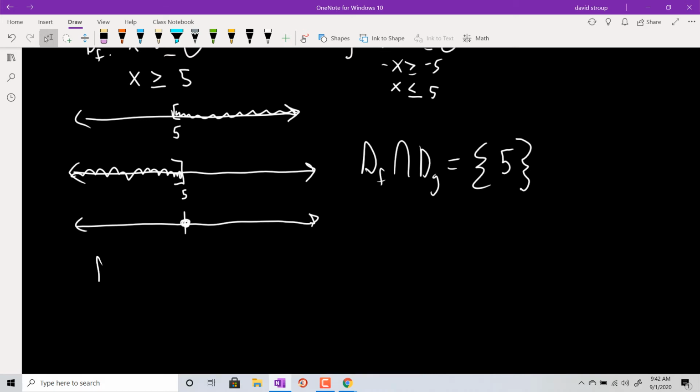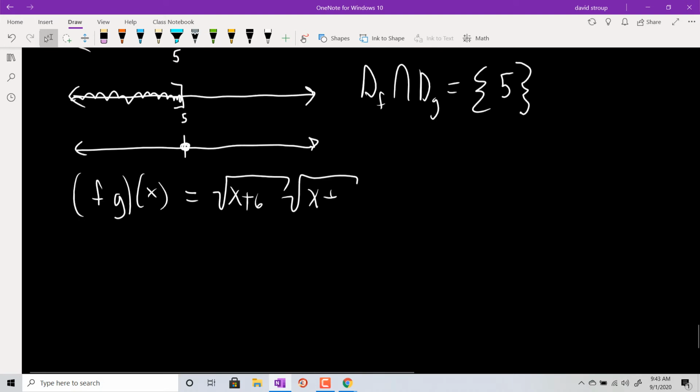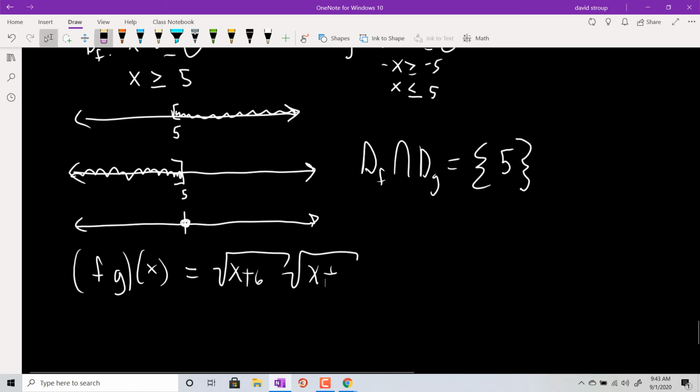Let's actually look at maybe f times g of x and see what it looks like. So that's going to be the square root of x minus 5 times the square root of 5 minus x. Sorry, let me look above. It's x minus 5 and 5 minus x. Sorry.